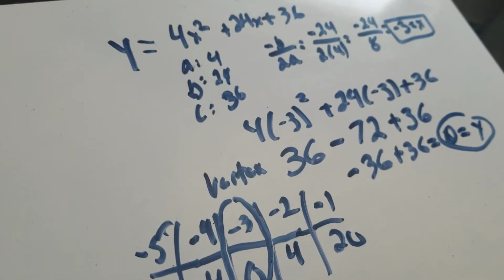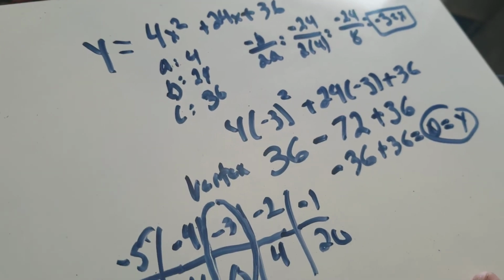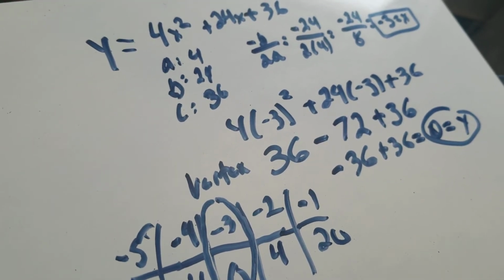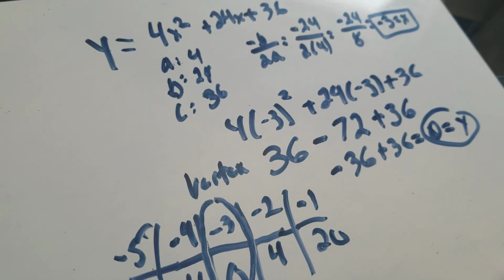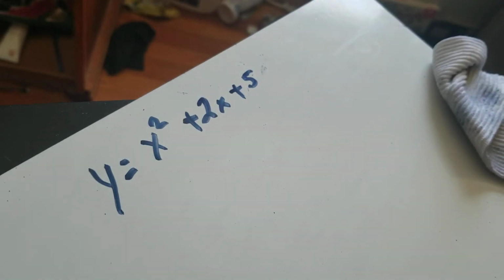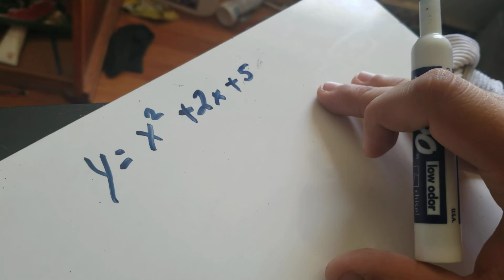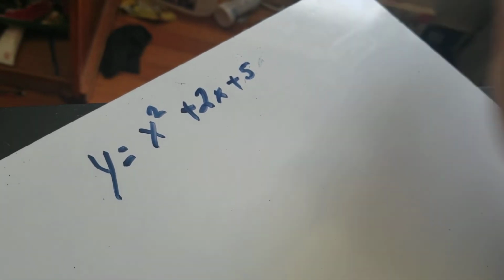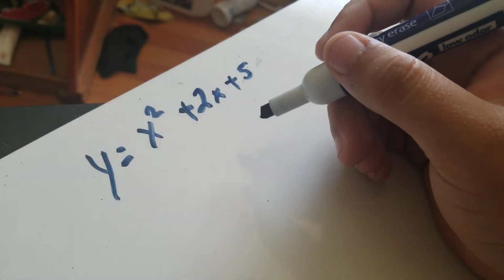Now I'm going to make one that's purposely a no solution, and we're going to see how that looks, and how you could tell that before you do an infinite amount of problems or an infinite amount of tables. Okay, let's go to our last one: x squared plus 2x plus 5. I dropped my eraser, so that's all.